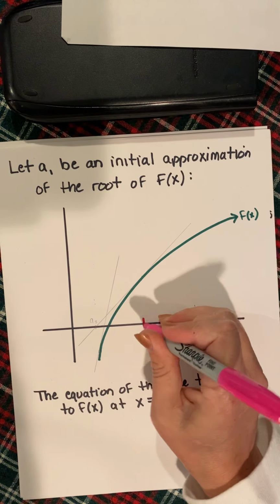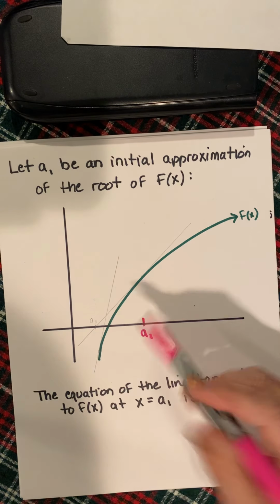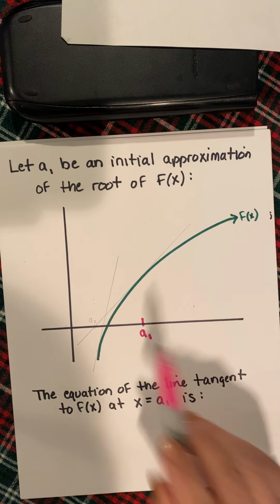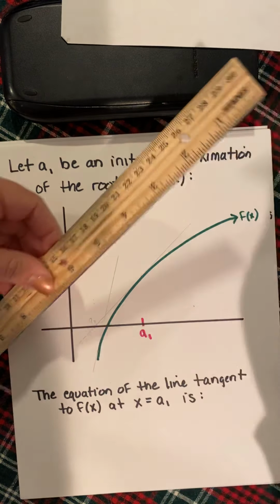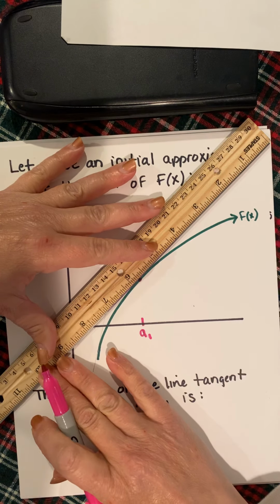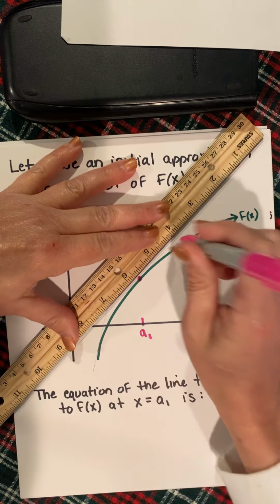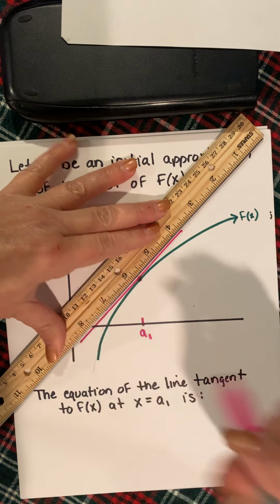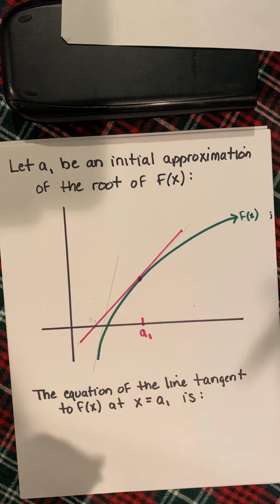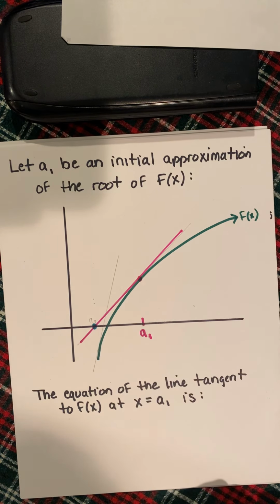We call that our initial approximation. I know this is a little far off, but it's for the purpose of demonstration. So what we do with Newton's method is we make a guess at the root. We find the equation of the line tangent to the curve at this point right there. Then we're going to identify this point right here, the x-intercept of the equation of the tangent line of our guess.